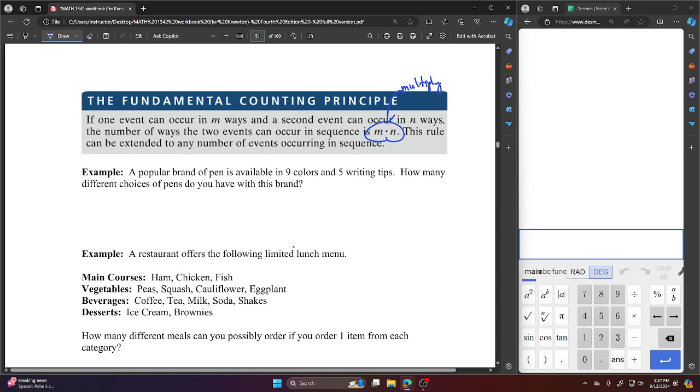So a popular brand of pen has 9 colors and 5 tips. How many different pens do we have? 45. You're right. 45 different pens. There you go. That is the math we're doing today. Sounds pretty good, right? Of course, there's going to be little things here and there we're going to learn.